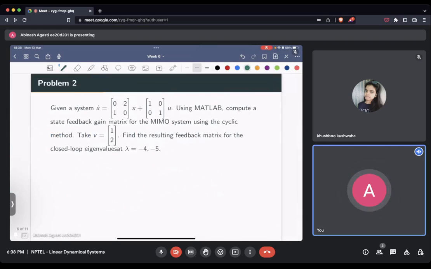So we have A minus b bar k, which is 0, 2, 1, 0 minus b bar into k. Let's take k1, k2. So this is minus k1, 2 minus k2, 1 minus 2k1, minus 2k2. So what are its eigenvalues? Let's solve that for 2 minutes.